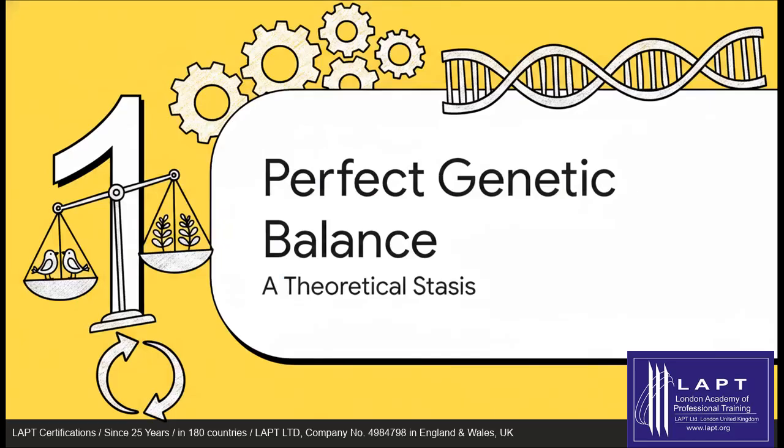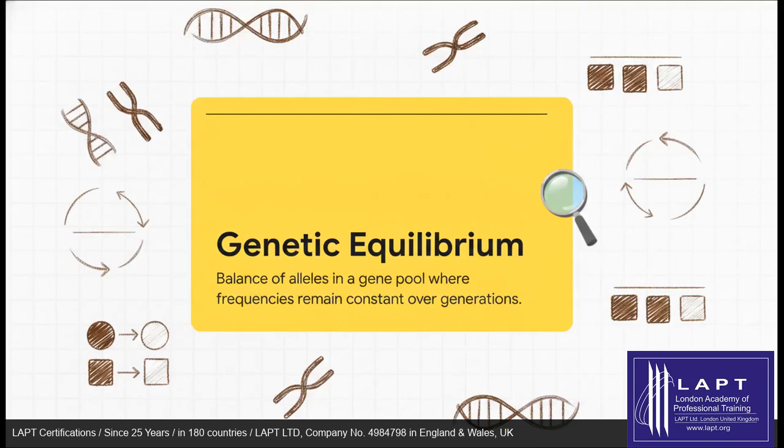All right, part 1, the perfect genetic balance, a theoretical stasis. To really wrap our heads around how evolution works, we first have to imagine a perfectly balanced scale where literally nothing is changing. This is what we call genetic equilibrium, and it gives us our baseline measurement.